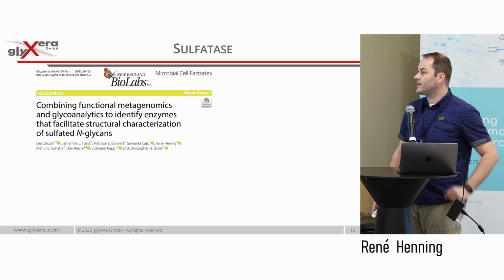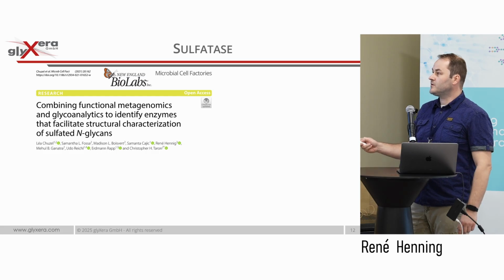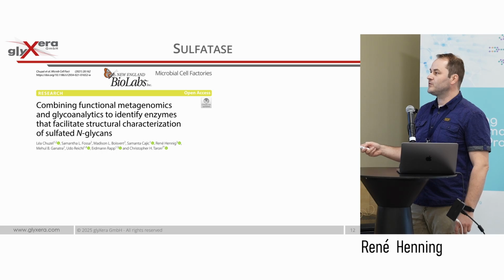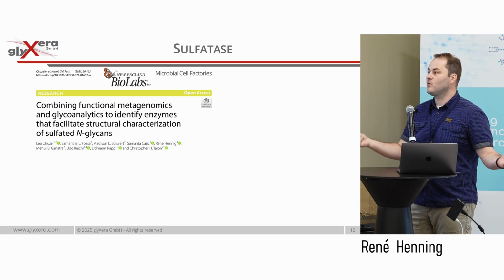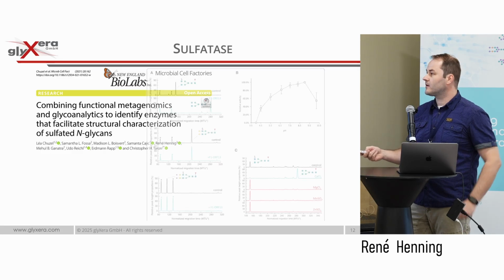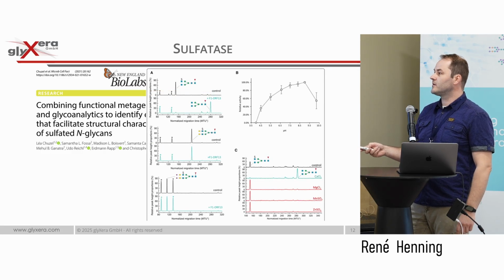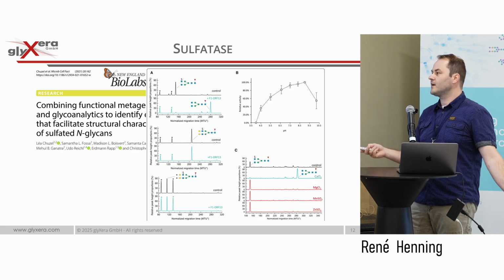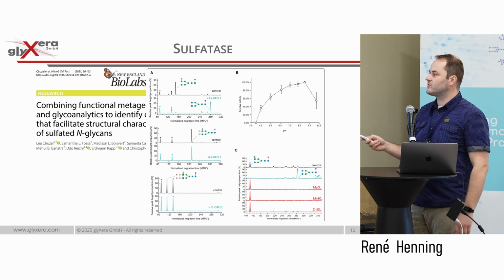And in the meanwhile, New England Biolabs was successful with finding sulfatases, and they found a couple of ones which are actually active on sulfate. And Lea came to us in Magdeburg, and she was testing it then on N-glycans. Not all of them were successful on N-glycans, but we found one which was really nicely working.